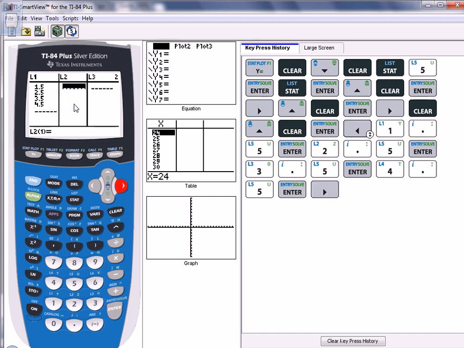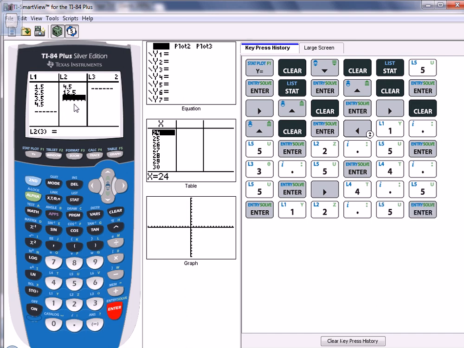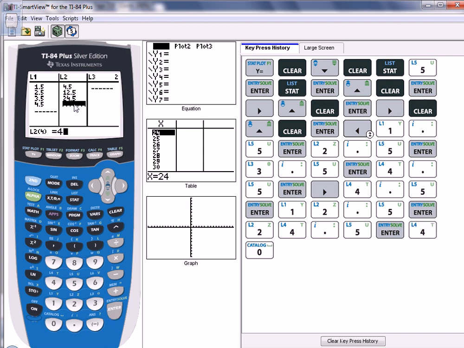Now let's arrow over to L2 and we'll enter our dependent data, which in this case is our energy. So let's enter 4.5. Enter. 12.5. Enter. 24.5. Enter. 40.5. Okay, so hopefully we are all in the statistics mode. We have entered our data in L1 and in L2.